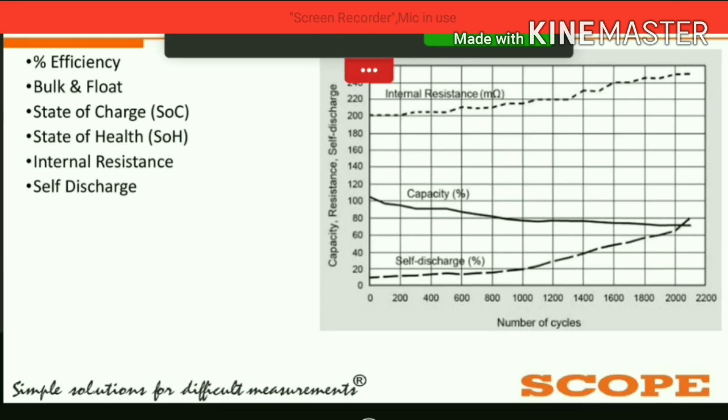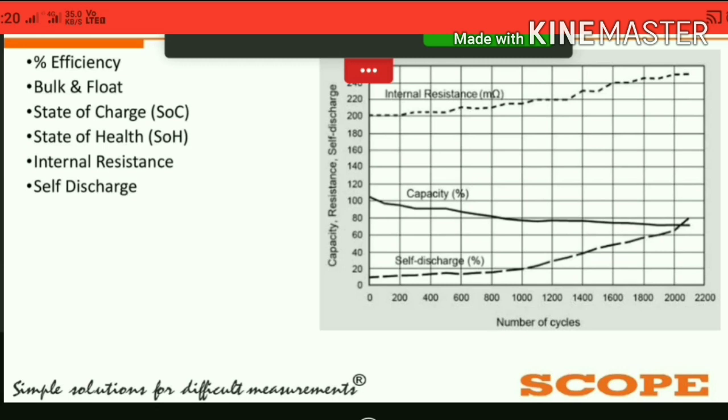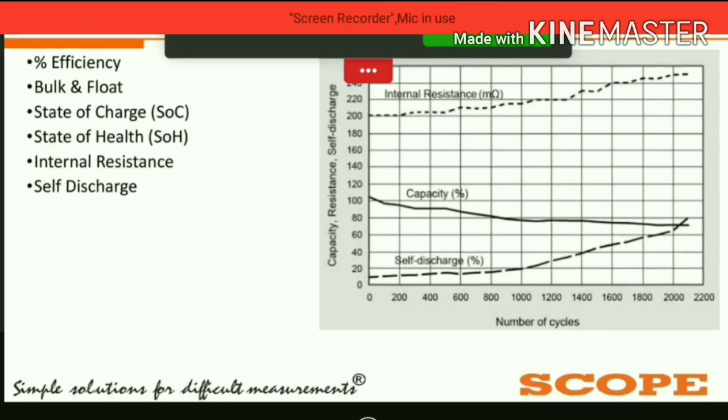Now, you can see the internal resistance. When the internal resistance increases, gradually the self-discharge in percentage also increases. And as I have said, the effective battery capacity in percentage is reduced.